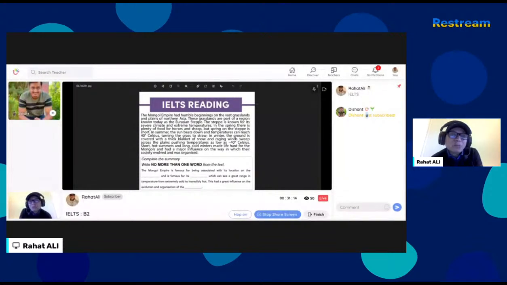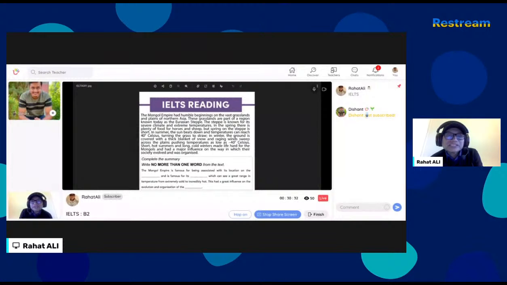So the Mongol Empire had humble beginnings on the vast grasslands and plains of northern Asia. These grasslands are part of a region known today as the Eurasian steppe. The steppe is known for severe climate and extreme temperature. Okay, so as you can see from the paragraph, the Mongol Empire had humble beginnings in the vast grasslands and plains of northern Asia. So the Mongol Empire is famous for being associated with its location on the steppe.